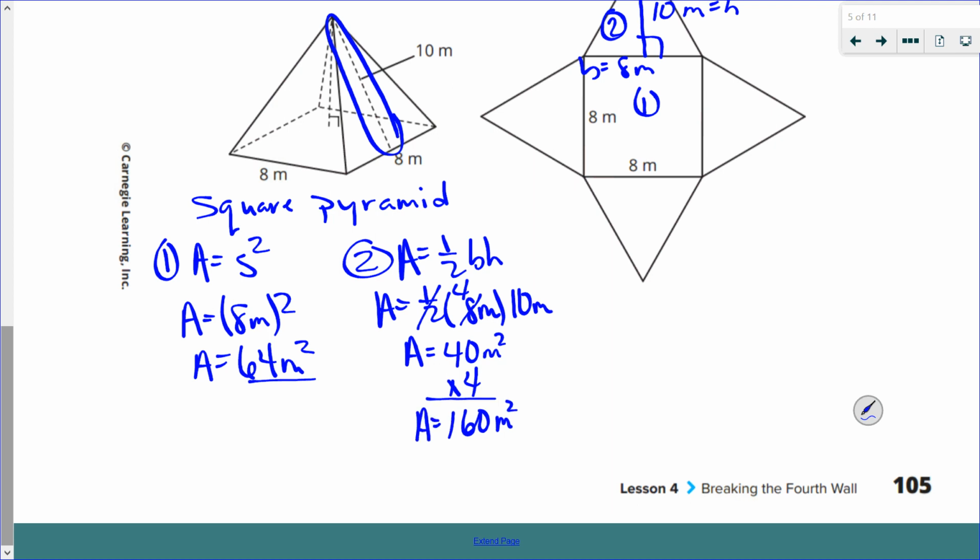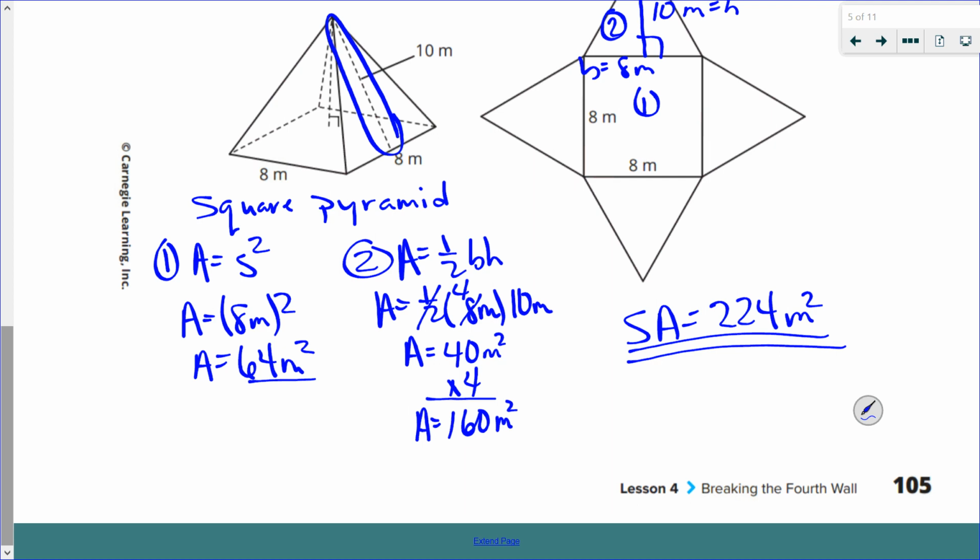What do I do with my numbers for my final answer? Add them. So my total surface area, if I add the 160 and 64, gives me 224. Do not forget your units. Have I said that often enough yet? Are the units important, guys? Yes. Does everybody understand how important the units are? Yes. Okay.